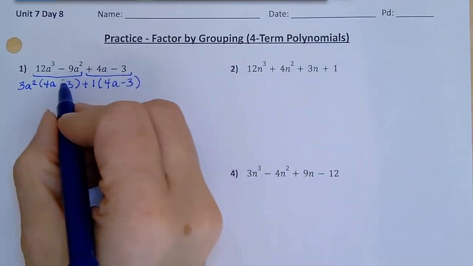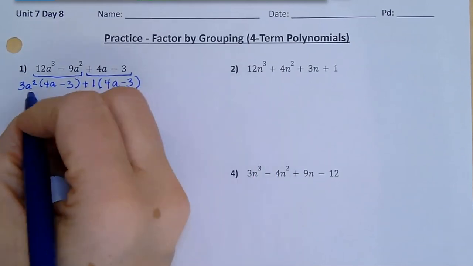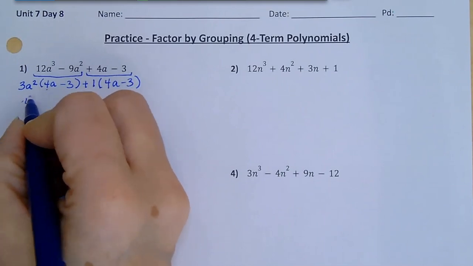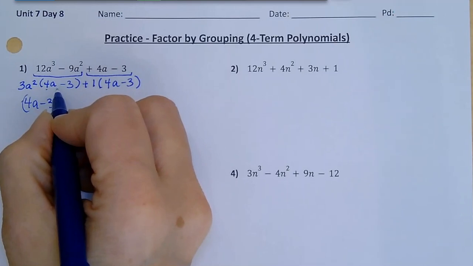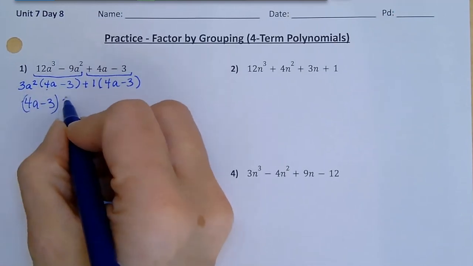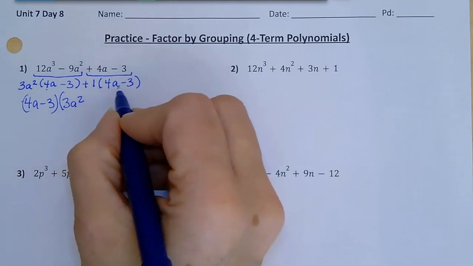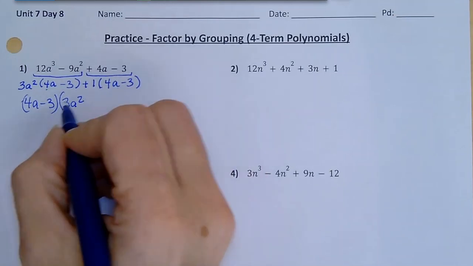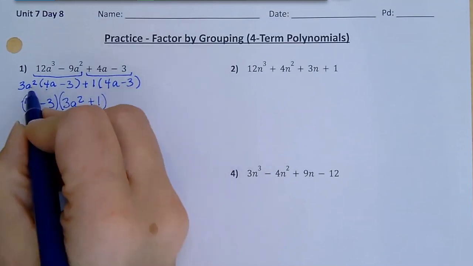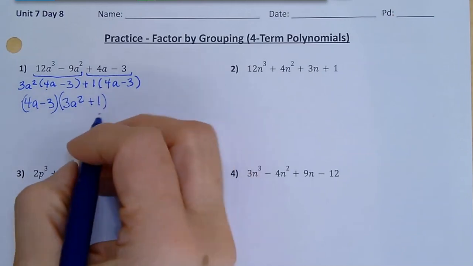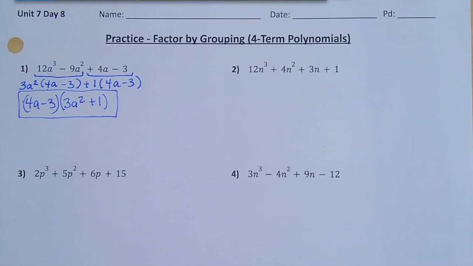I'm doing that so that I can pull 4a minus 3 out of each of these big terms. So I'm going to divide by 4a minus 3. 3a squared times 4a minus 3 divided by 4a minus 3 is just 3a squared. And 1 times 4a minus 3 divided by 4a minus 3 is just 1. Okay, I pulled out that 4a minus 3 and I was left with 3a squared plus 1. So that is how we get to factor that big polynomial.